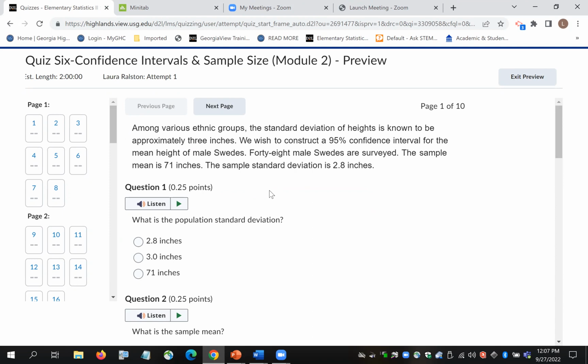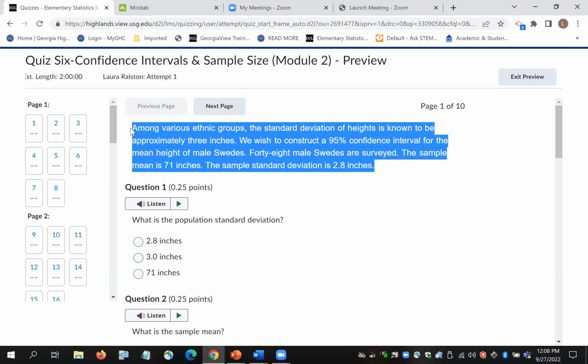It says, among various ethnic groups, the standard deviation of heights is known to be approximately 3 inches. We wish to construct a 95% confidence interval for the mean height of male Swedes. 48 male Swedes are surveyed. The sample mean is 71 inches, and the sample standard deviation is 2.8 inches. Guys, look, this problem, in fact, let me copy it over here onto the paper.